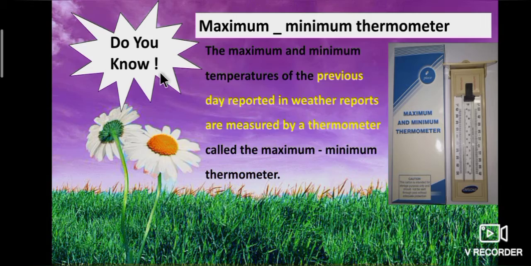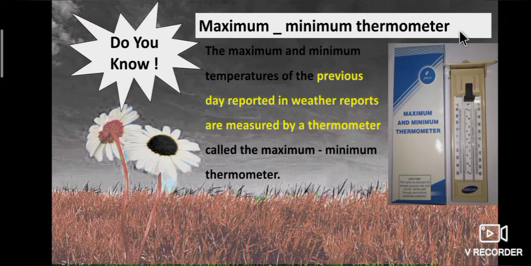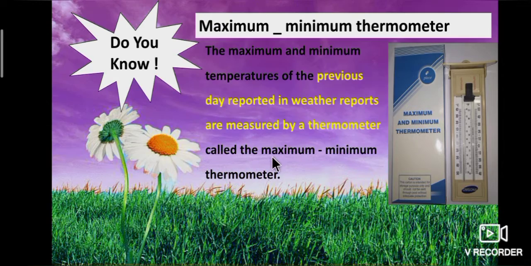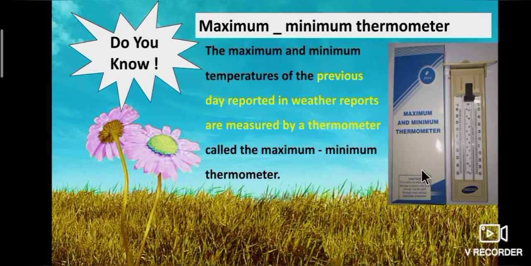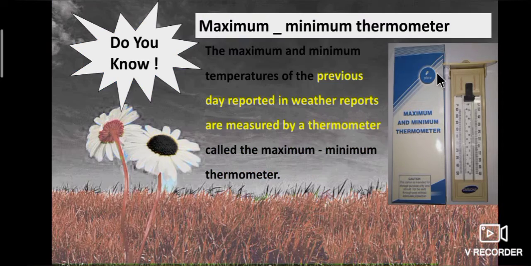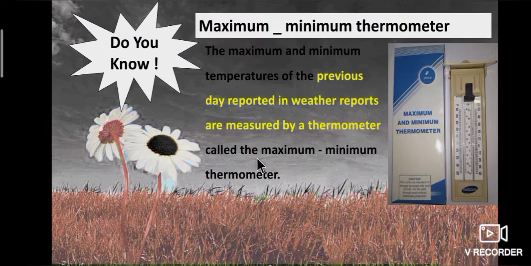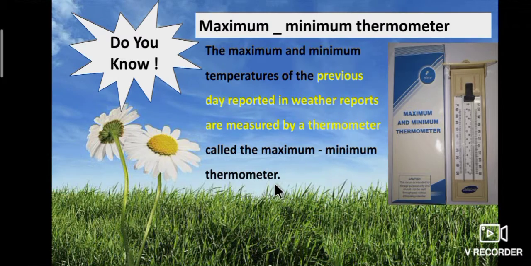Do you know, students, maximum and minimum thermometer? The maximum and minimum temperatures of the previous day reported in weather reports are measured by a thermometer called the maximum minimum thermometer. So this thermometer shows maximum and minimum temperature recorded in a day.